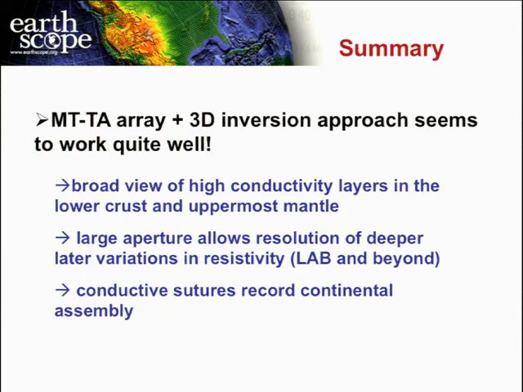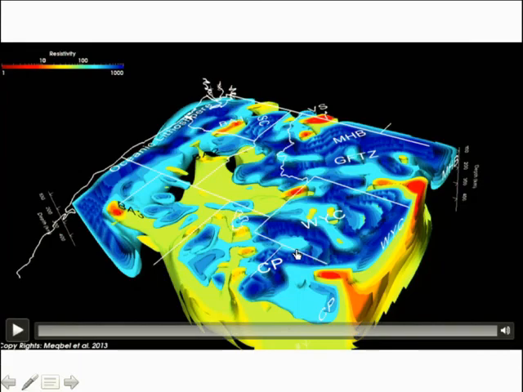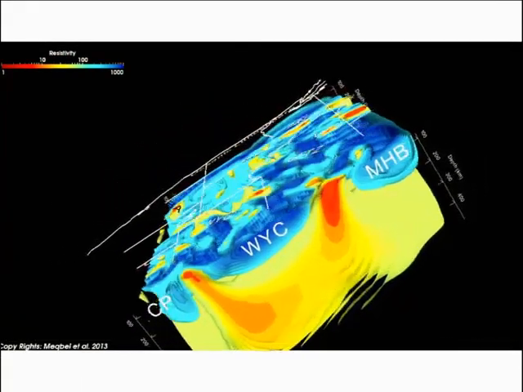The large aperture is beginning to allow us some resolution of deeper lateral variations in resistivity, which I think could provide some valuable information on hydration state in the asthenosphere. And conductive sutures record the continental assembly, and they show up very clearly in these images. If I can, I'll click on this, and it will rotate. And if there's questions, we can do that.